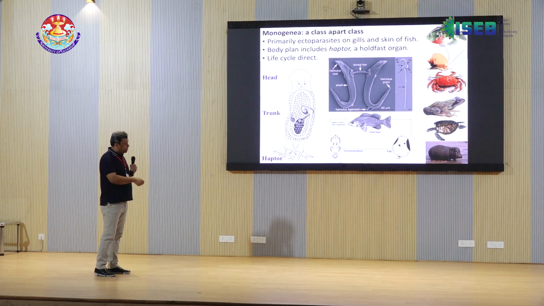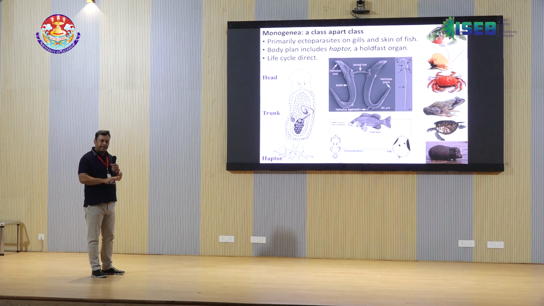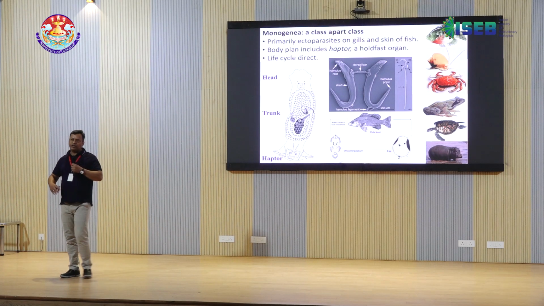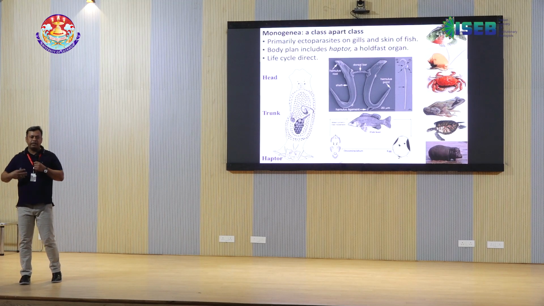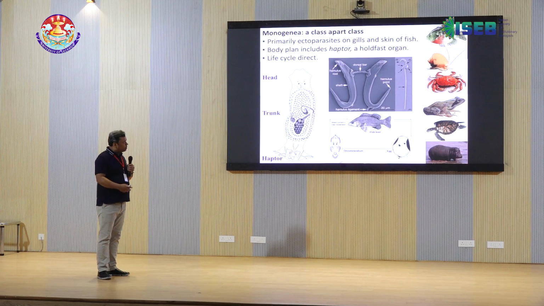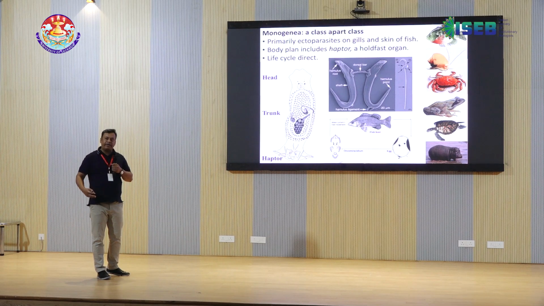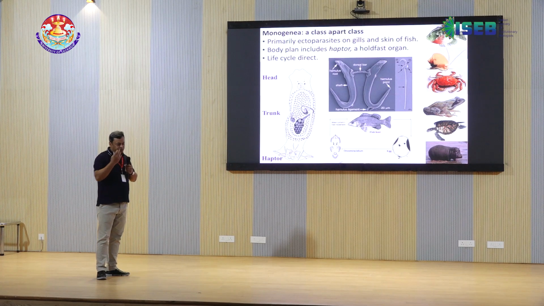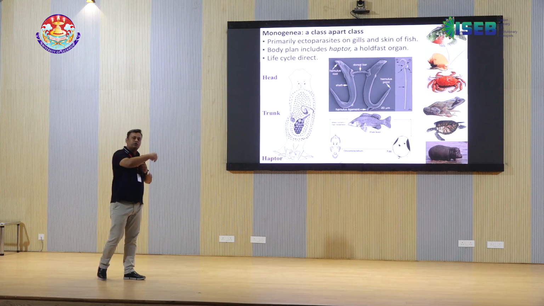This is how the life cycle of the monogenians goes. It's a case of the direct life cycle, which means there is no involvement of any intermediate host. The eggs come out of the gills or the skin, they hatch in the open aquatic system, and give rise to the larva known as the oncomiracidium, which goes back to the fish.